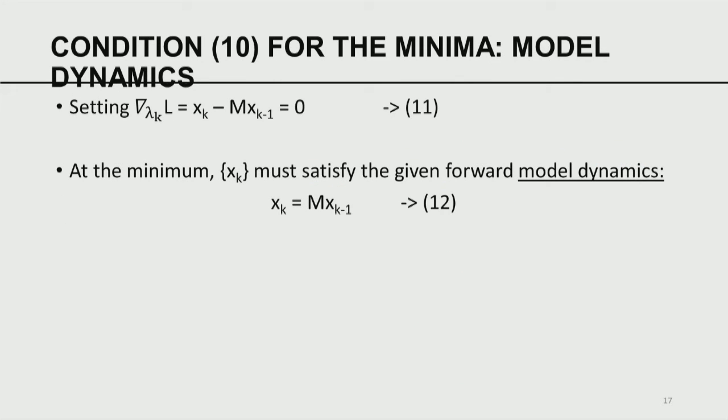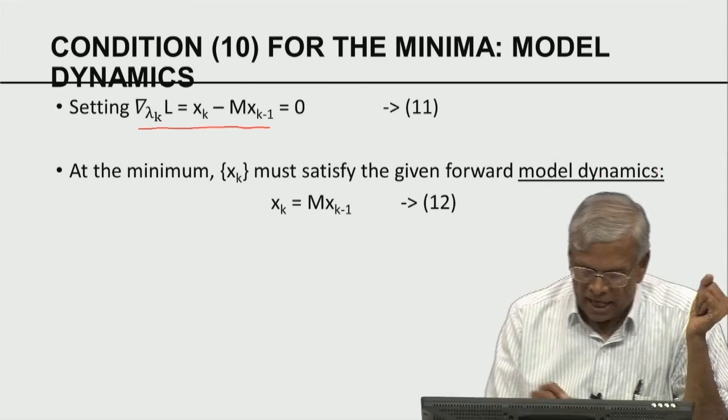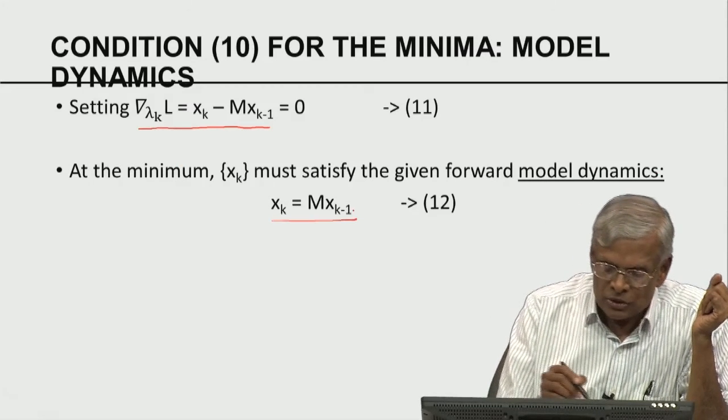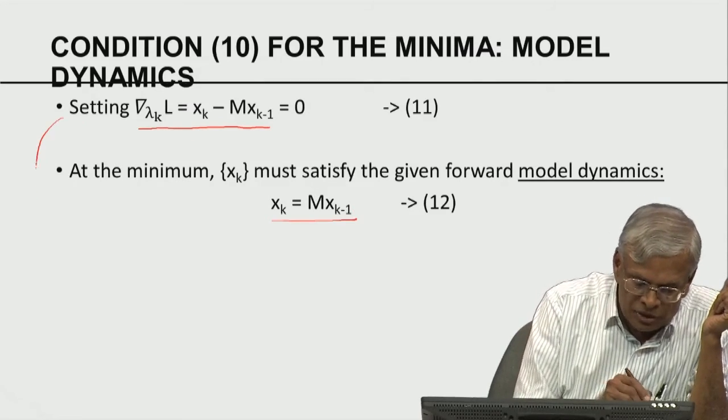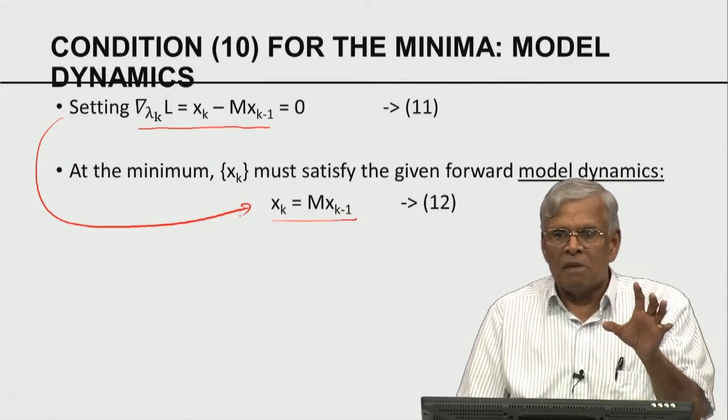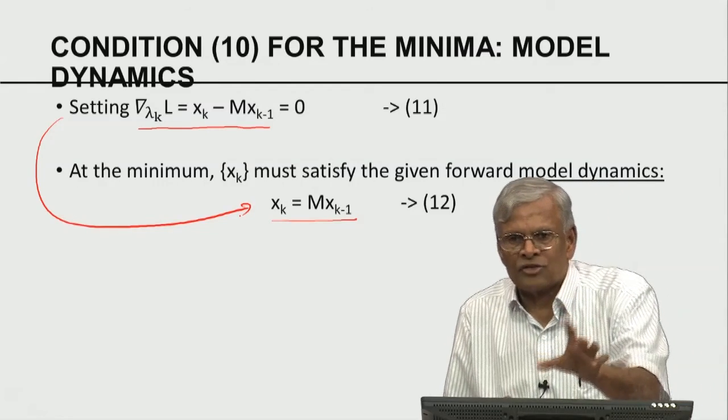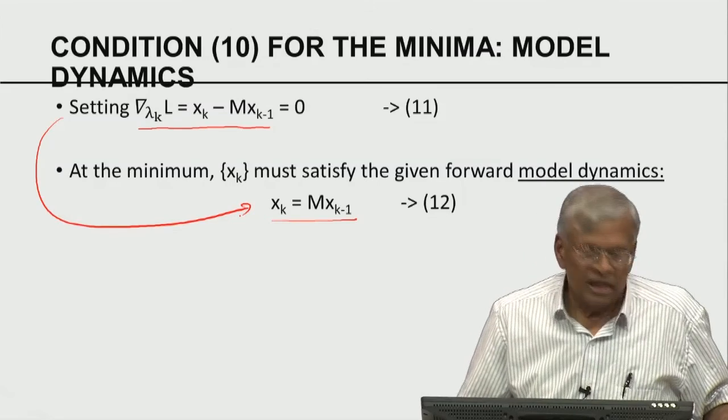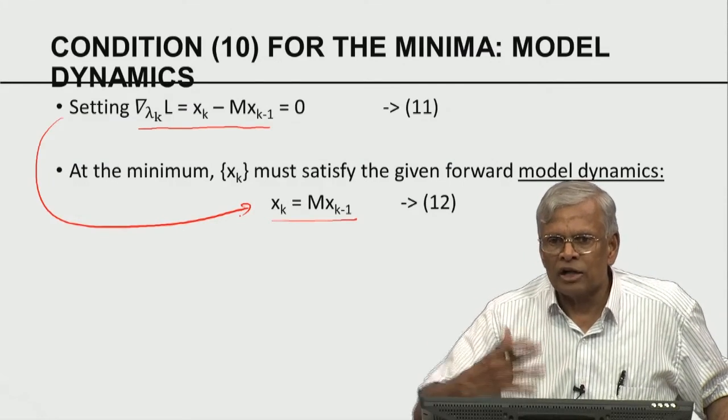By setting the gradient with respect to lambda k to zero, I get the model equation. So xk minus M of xk minus 1 equals 0 essentially means the model is satisfied. So I am forcing the model as a strong constraint using the Lagrangian. At the minimum, xk must satisfy the forward model dynamics, xk plus 1 is equal to M of xk. So that is what is being given by this. This essentially leads to forcing the model as a strong constraint. The model must always have the last say. The model equation must always be satisfied in defining x. The x's are not free variables, they are constrained by the model.